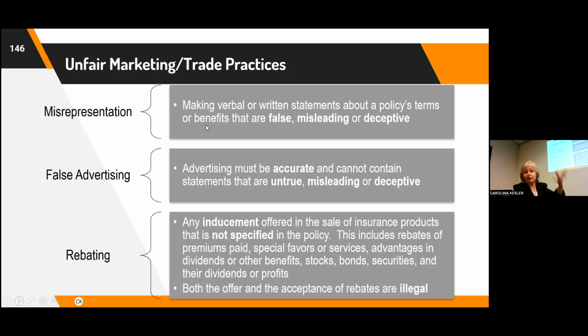Rebating. This one still confuses me, and I've been in business 36 years. Okay, it's any inducement offered in the sale of insurance products that is not specified in the policy. This includes rebates of premiums paid, special favors or services, advantages and dividends or other benefits, stocks, bonds, securities, and their dividends or profits. Both the offer and the acceptance of rebates are illegal.